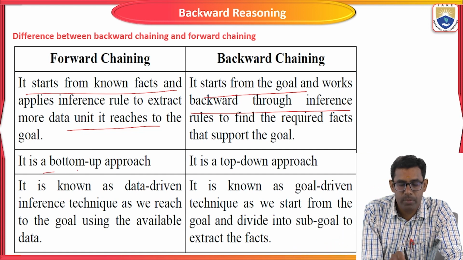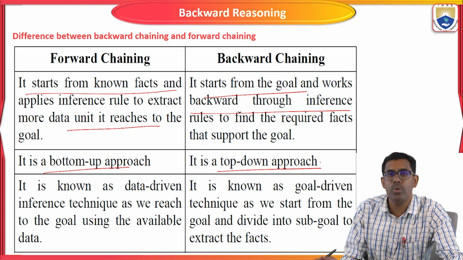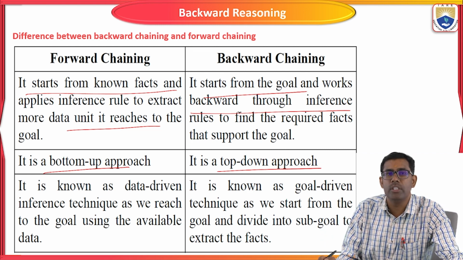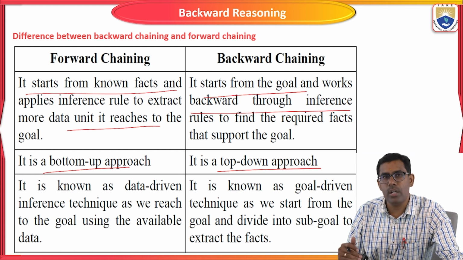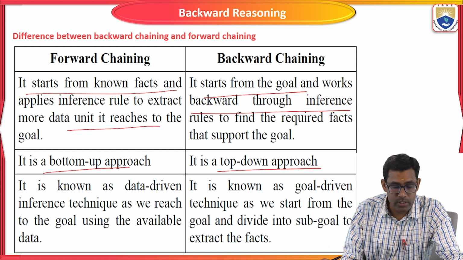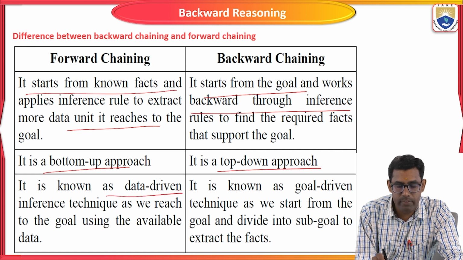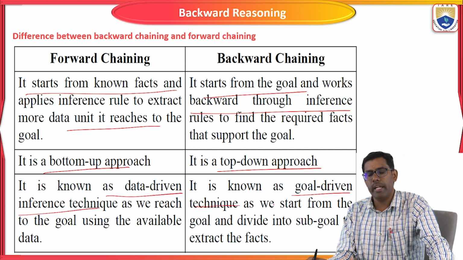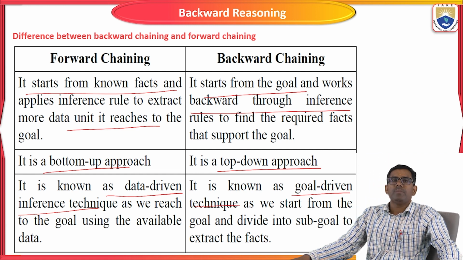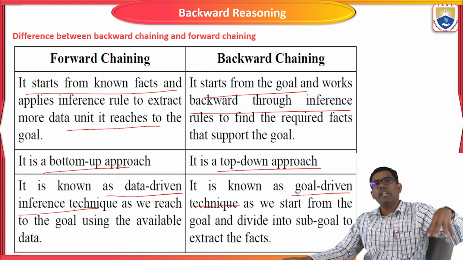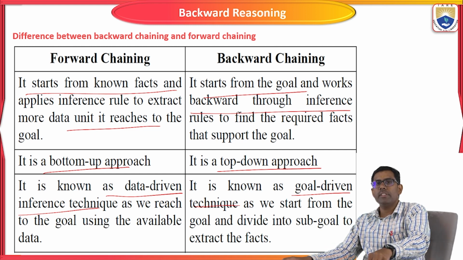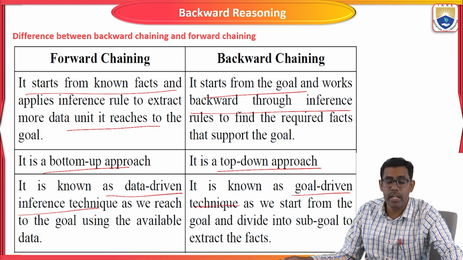So forward chaining is a bottom-up approach, and backward chaining is a top-down approach. It is also known as a data-driven inference technique, and the other is a goal-driven inference technique. So forward chaining is always called data driven, and backward chaining is always called a goal-driven technique.